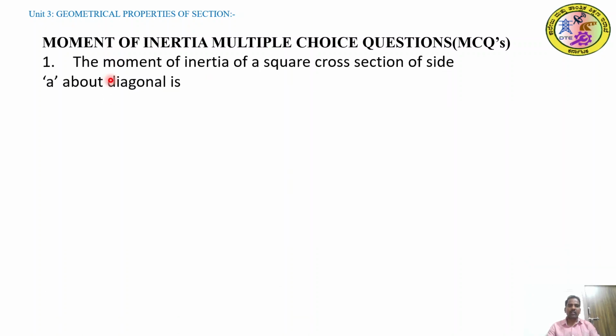Here we have some multiple choice questions on the moment of inertia. The moment of inertia of a square cross section of side A about the diagonal is: a power 4 by 3, a power 4 by 8, a power 4 by 6, or a power 4 by 12. The answer is D, a power 4 by 12.